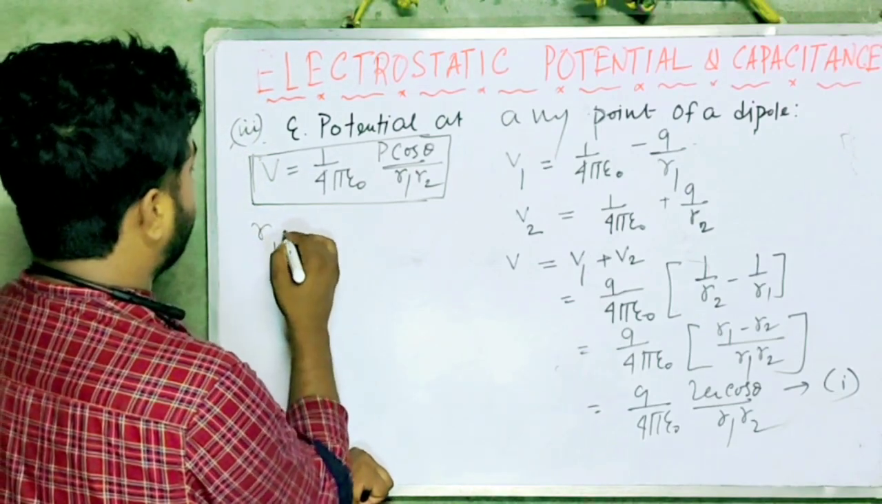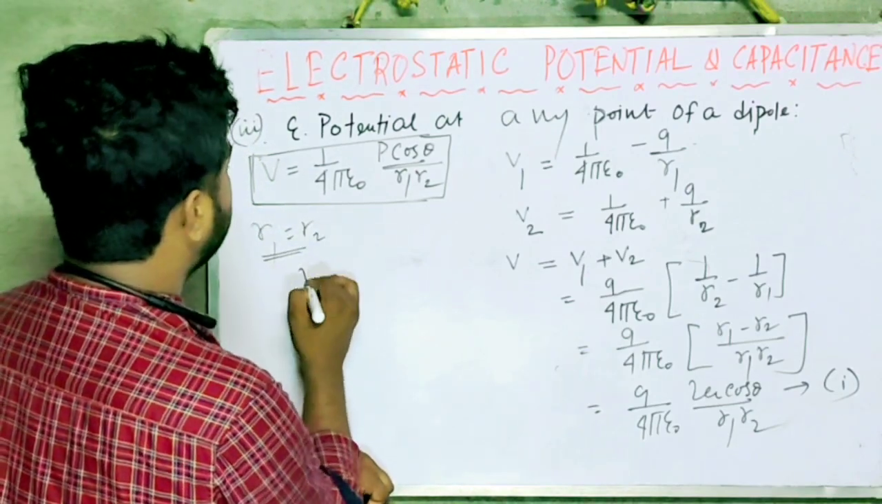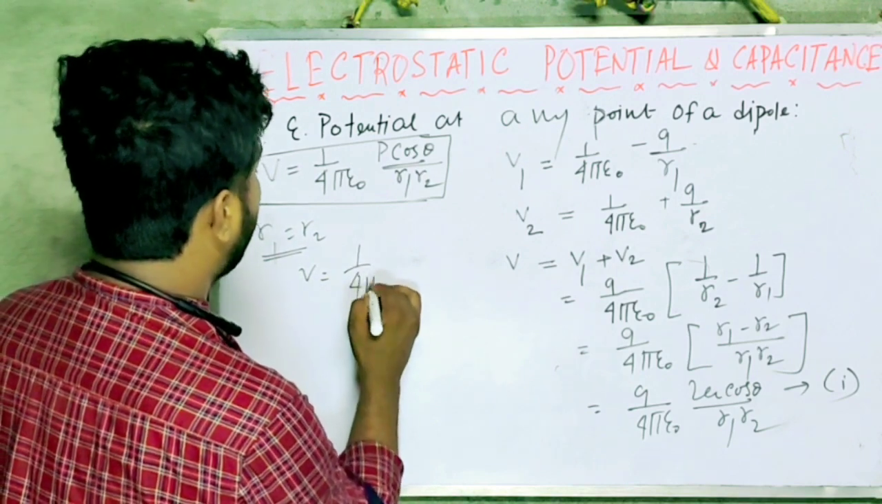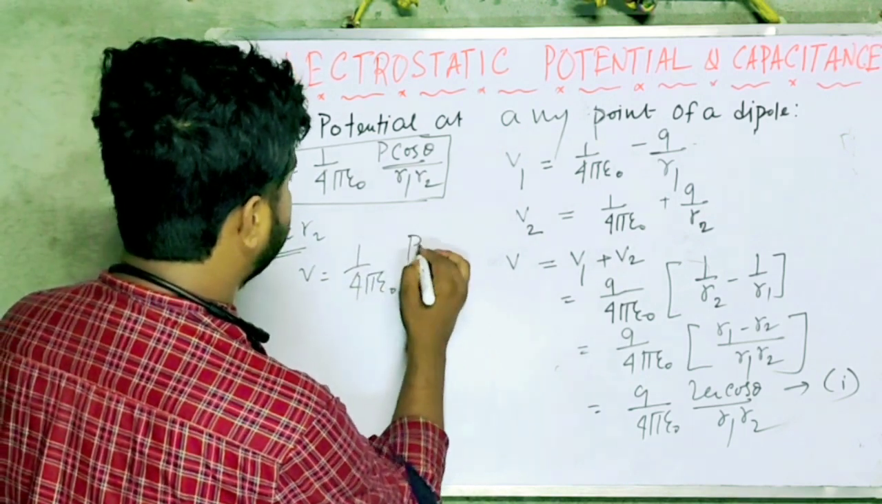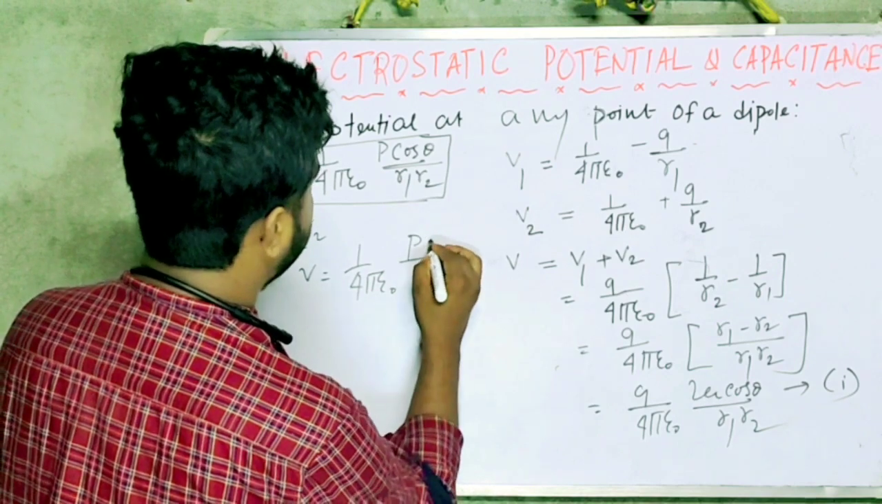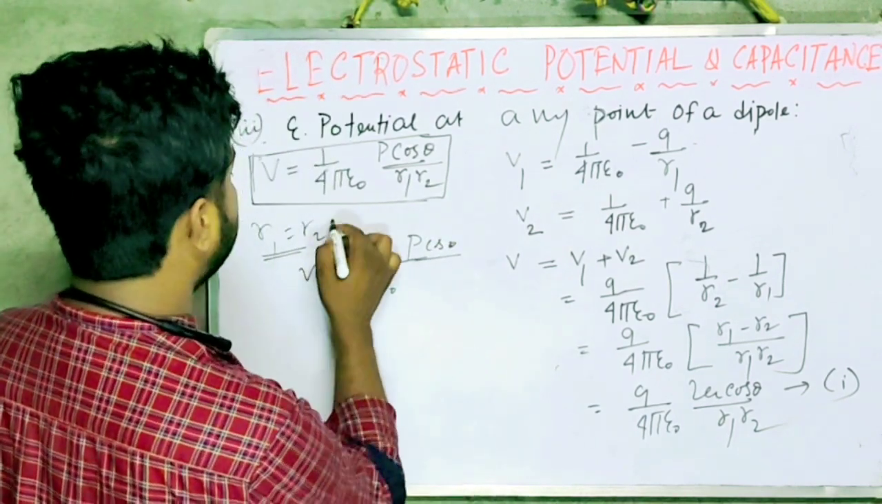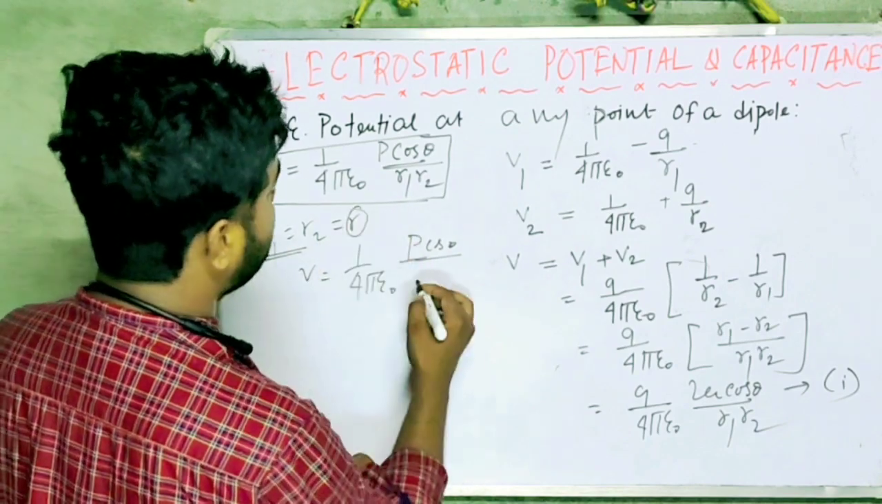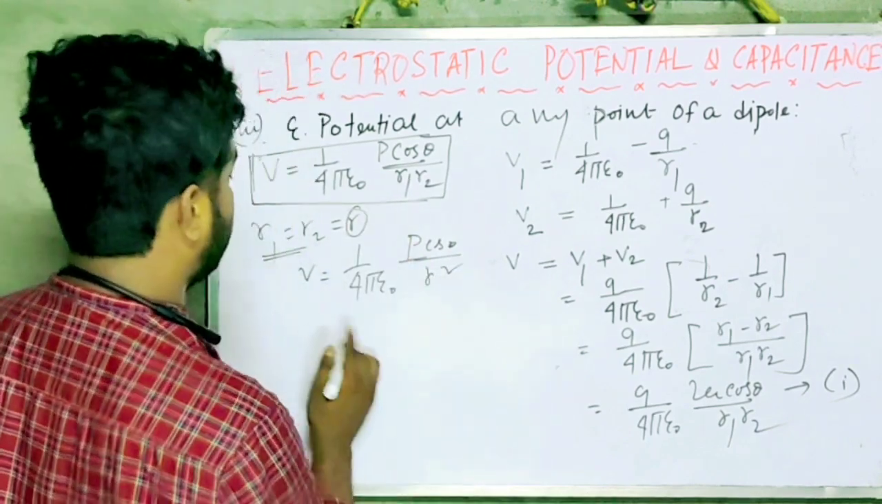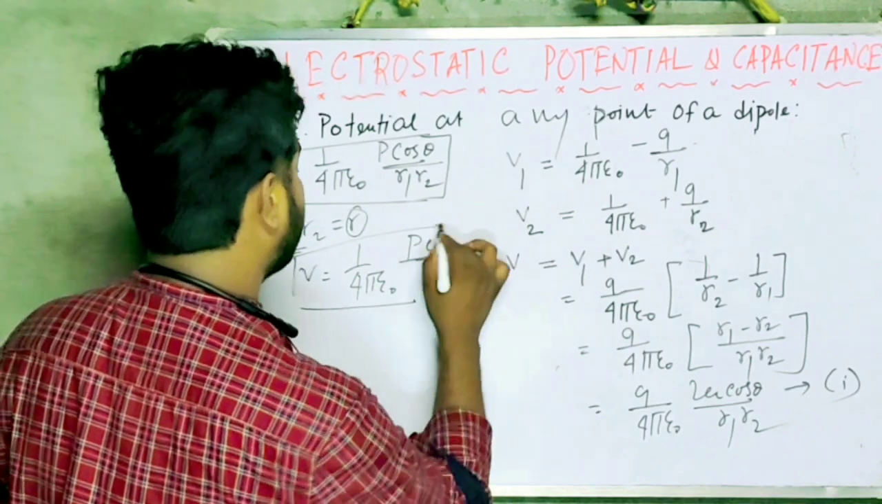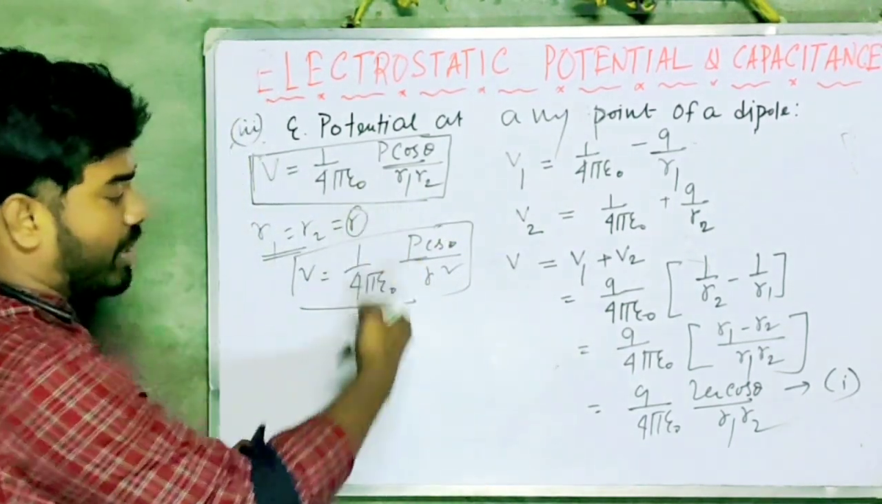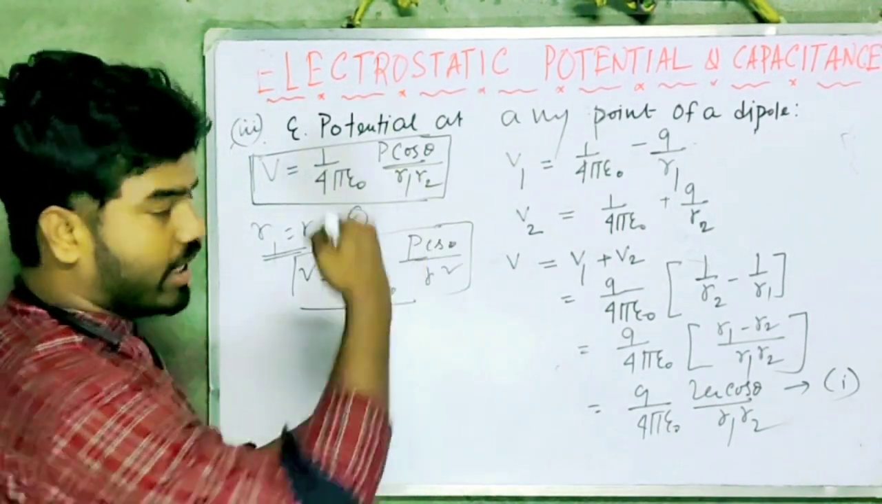Now in some cases we have to write this electric potential value in some convenient way, and suppose if we consider R1 is equal to R2, then the expression will be V equal to 1 by 4 pi epsilon naught P cos theta by, this one is R1 and R2 is equal, that is if we say there is R, so this expression will be R square. Clear? So আমাদের ফর্মটা কত আসছে? V equal to 1 by 4 pi epsilon naught P cos theta by R square.